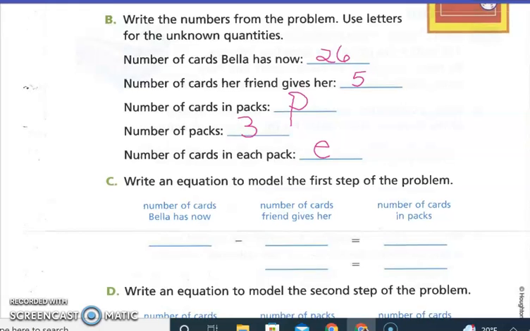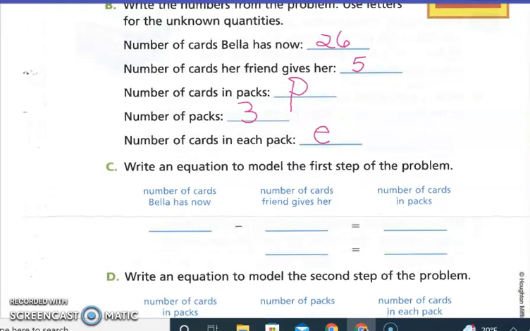Now we're going to go back and do our work. The number of cards Bella has now: 26, right? Yeah. The number of cards her friend gave her: 5. Okay? And that's going to equal P. And we said that 26 minus 5 is 21, which is equal to P. Okay? That's the first step of the problem. So those are the cards in the 3 packs.